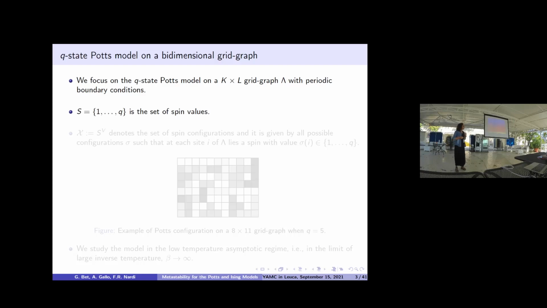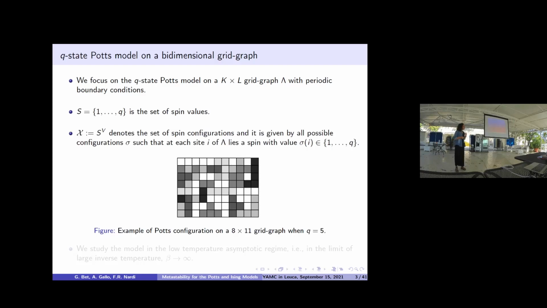Let S be the set of the spin values. We define X as the set of all the Potts configurations, where any Potts configuration sigma is defined by associating to each vertex of the grid graph Lambda a spin value. For instance, in this figure, there is an example of a Potts configuration in which there is a correspondence between the numerical spin values and the colors. More precisely, we study the model in a low temperature asymptotic regime, so we study the model in the limit beta goes to infinity, where beta is defined as the inverse of the temperature.